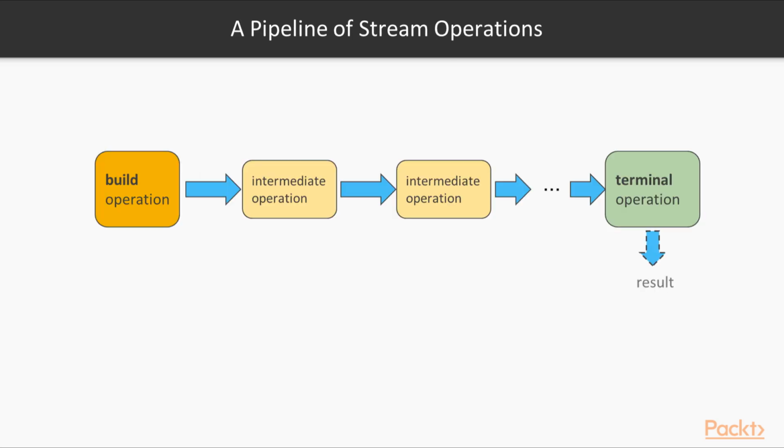Now, these operations are supposed to be chained in this particular order. So a sequence of operations, which is called a pipeline, must start with a build operation, then it must continue with 0 or more intermediate operations, and finally it must end with exactly one terminal operation. And this terminal operation may or may not return a result.